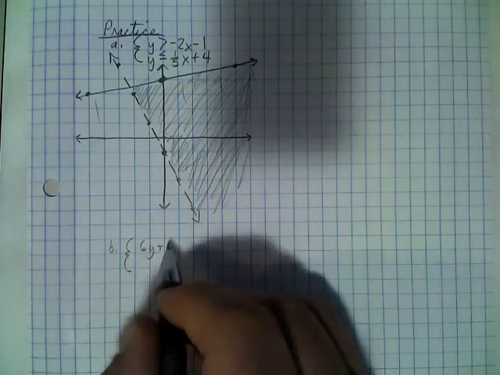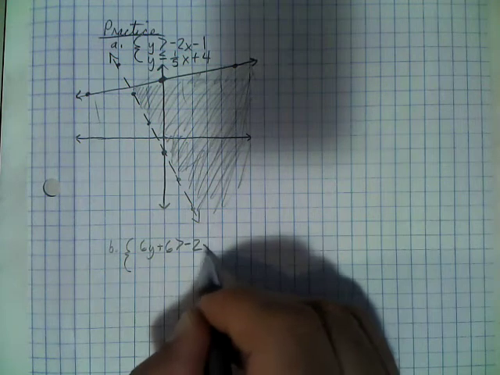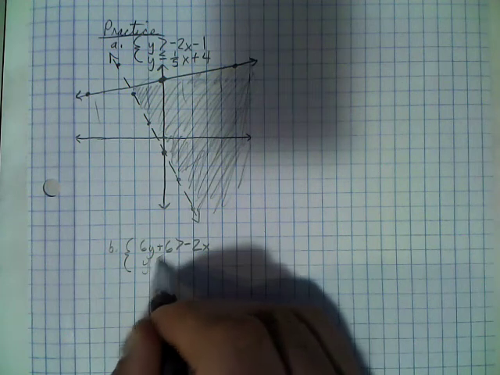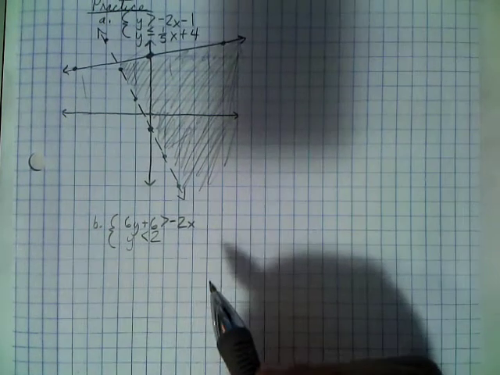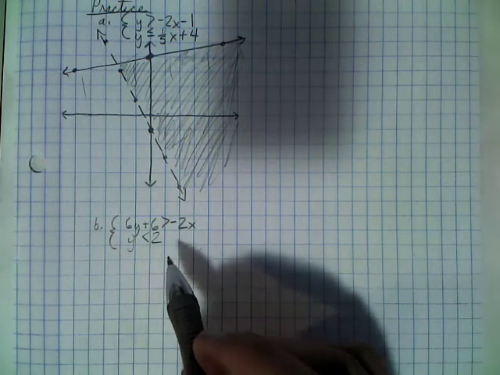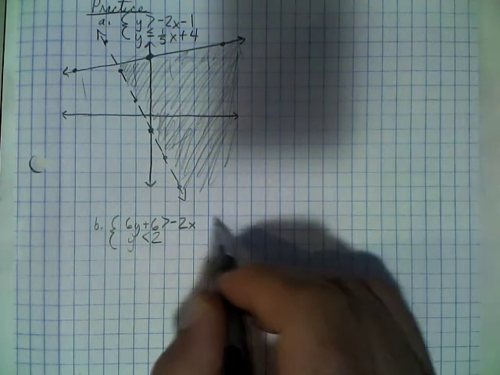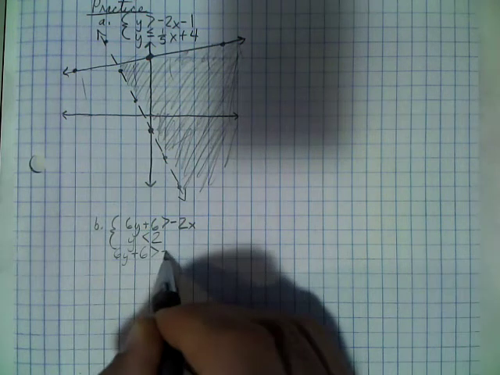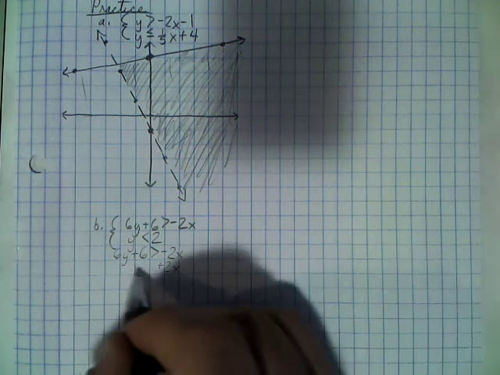6y plus 6 is greater than a negative 2x. And then I have y is less than 2. So as I look at the first one, I don't really like how that one's laid out. I would prefer that to either be in standard form or in slope-intercept form. So I'm going to do a little bit of algebra here, and I'm going to take my 6y plus 6 is greater than a negative 2x, and then I'm going to add 2x to both sides.